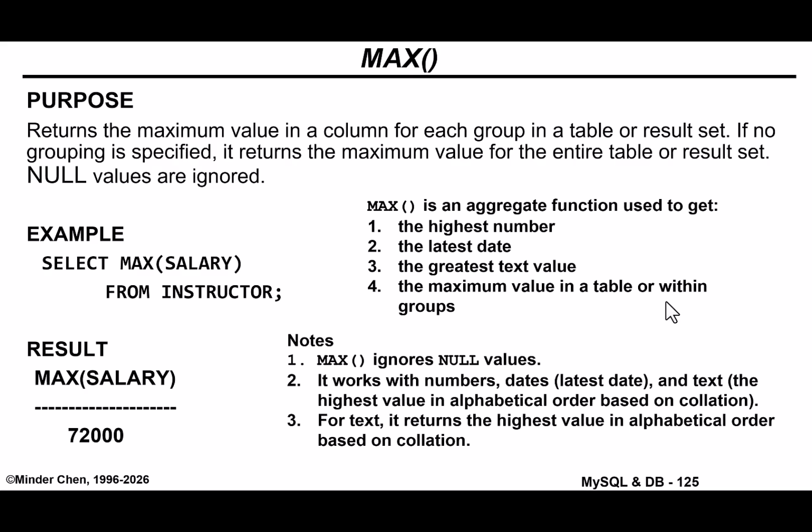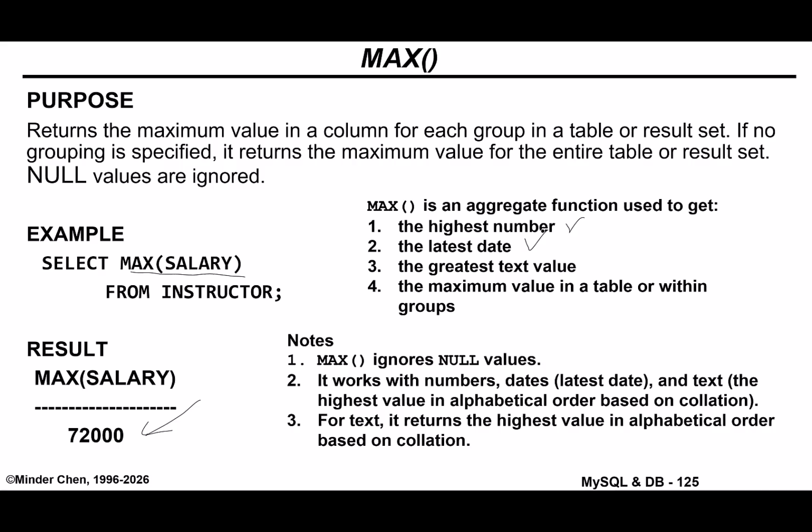Okay. For max, in this case, select maximum salary. We try to find out the highest salary from the instructor table, and the result is 72K. It ignores null values, so null values would not be counted. And when you apply max to a numerical column, you get the highest number. If it's a date, it will be the latest date.